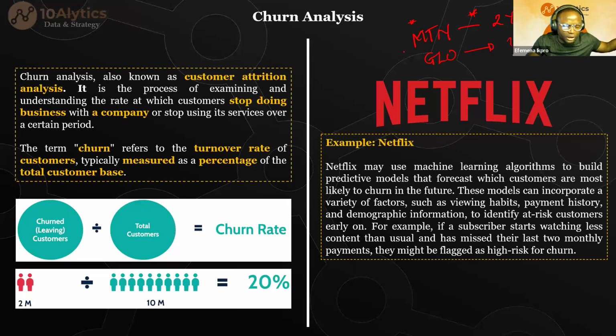Boom. So when you're looking at MTN as a business, it basically means that one customer has churned. One customer has moved from your services in MTN to Glow. So basically, MTN has been left behind, you've left MTN, and you moved your subscription to Glow.